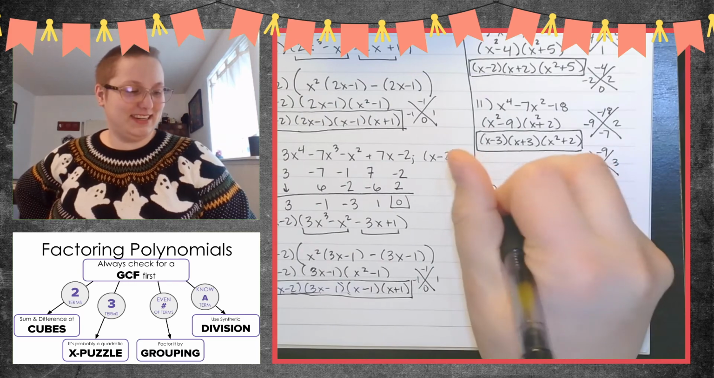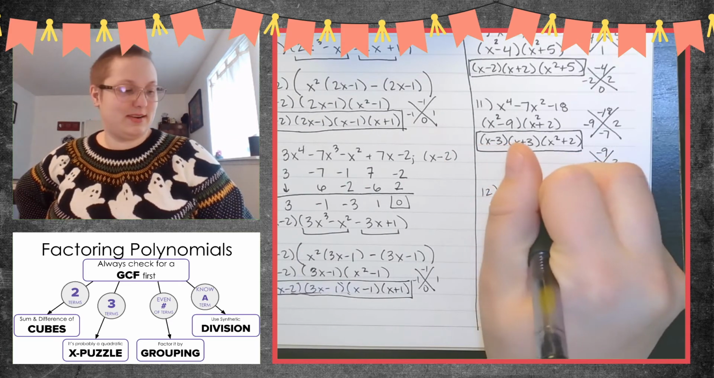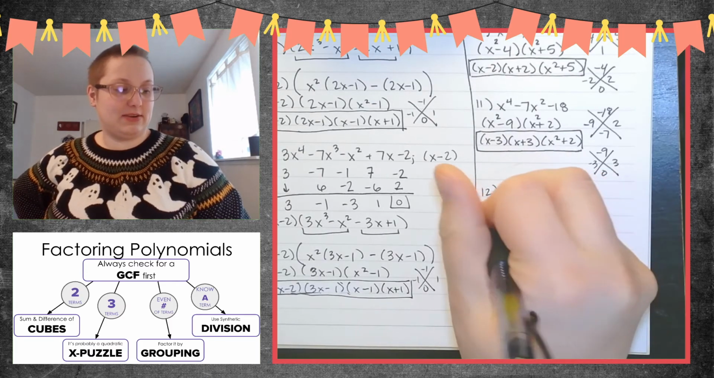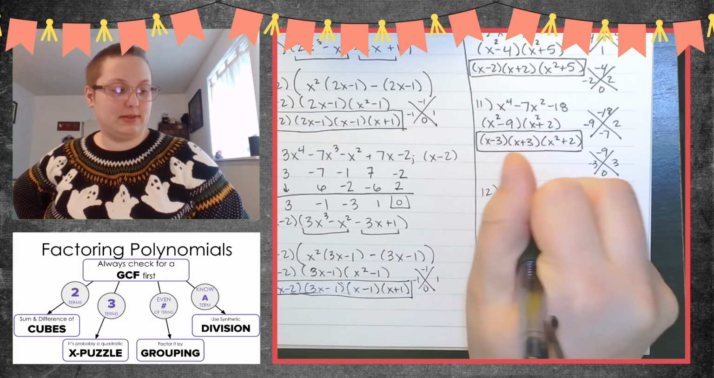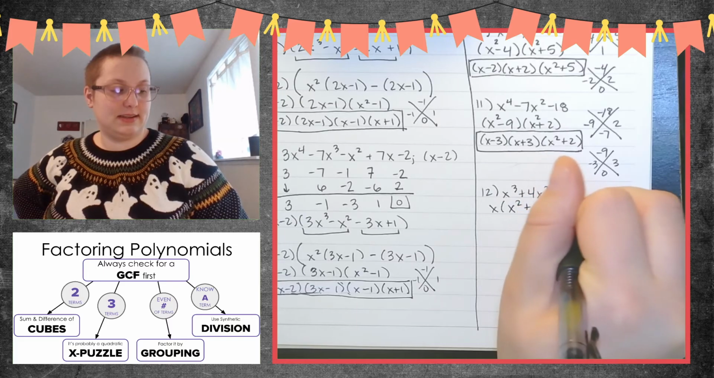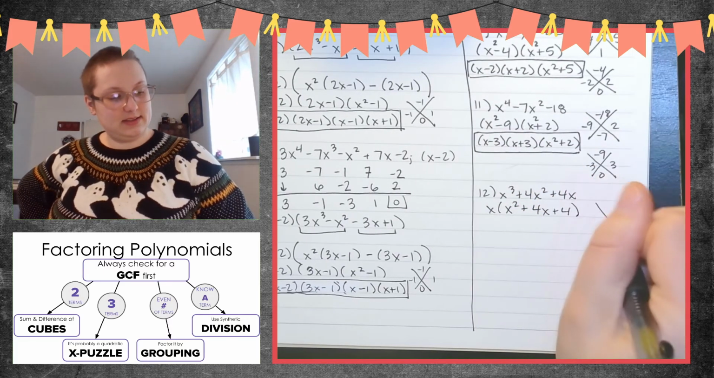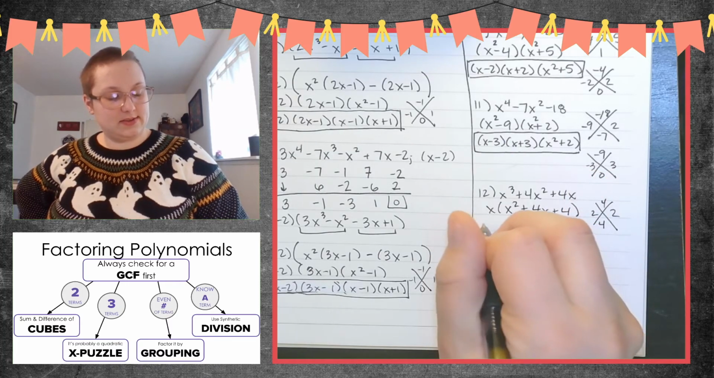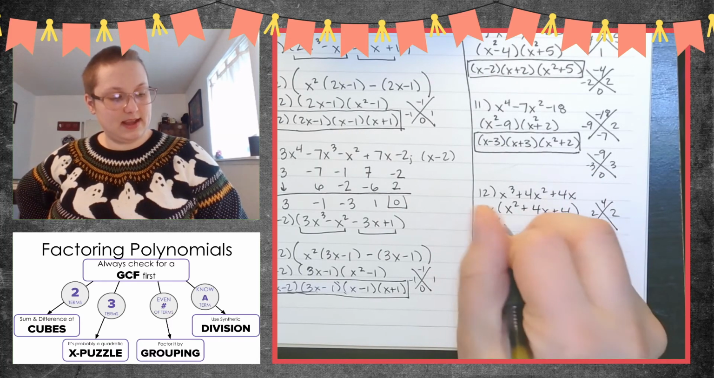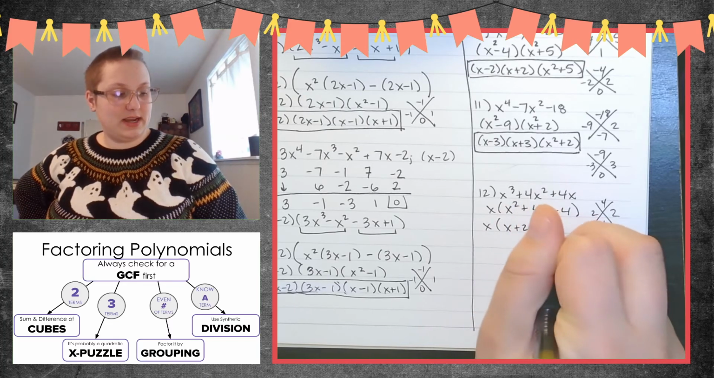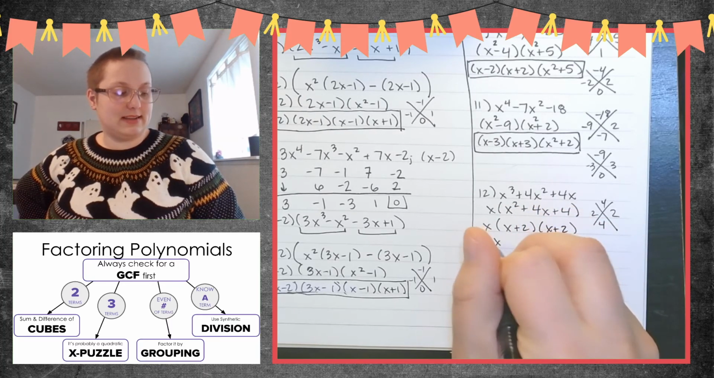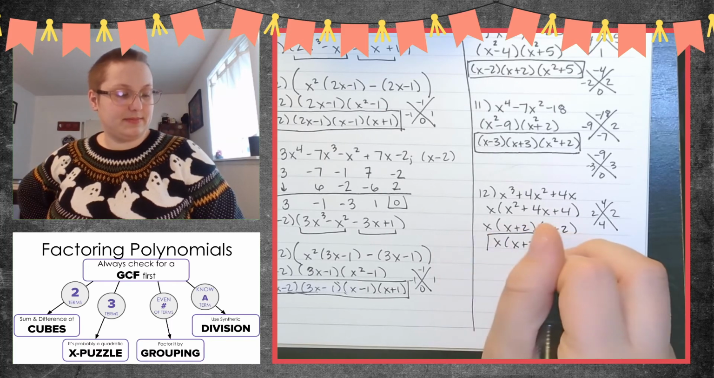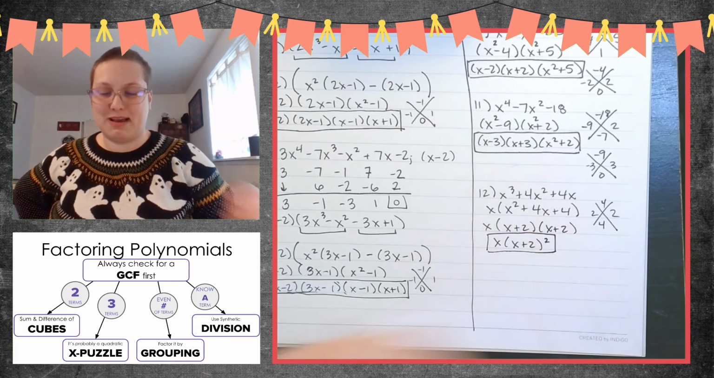All right, let's do x cubed plus 4x squared plus 4x. This is one I can actually take an x out of, and I'll be left with x squared plus 4x plus 4 instead. Then I can factor this using 4 and 4, which is 2 and 2. So I get x times x plus 2 twice, or we could write it as x times x plus 2 squared. It's the same. I prefer the shorter version. Mathematicians are lazy.